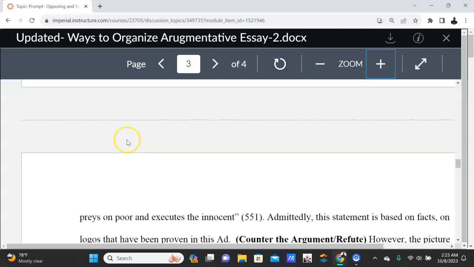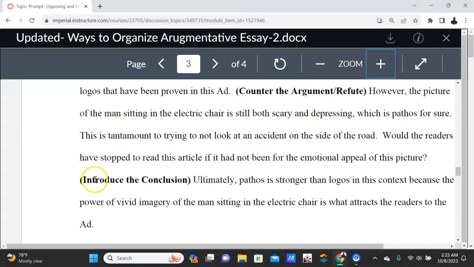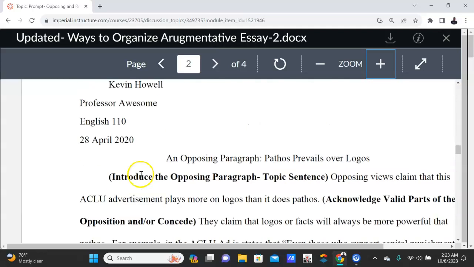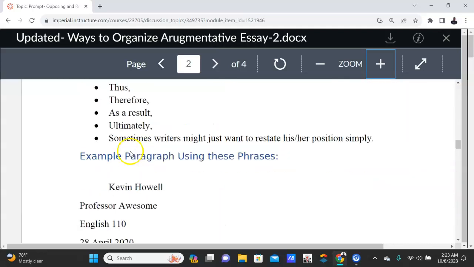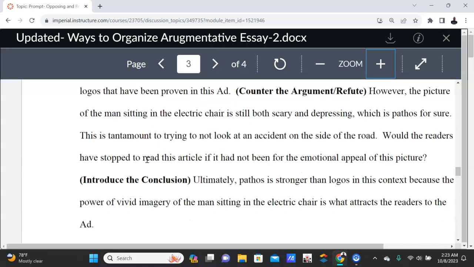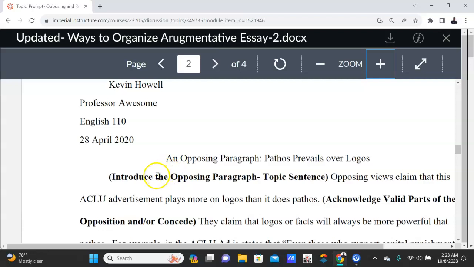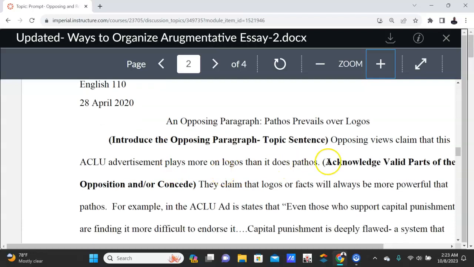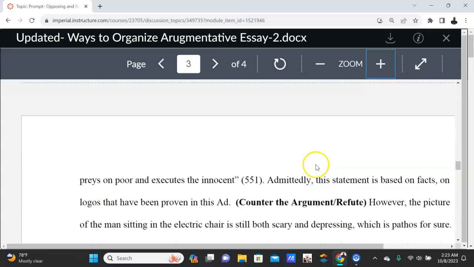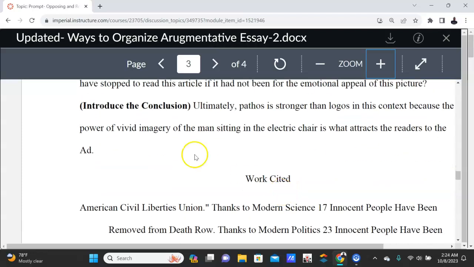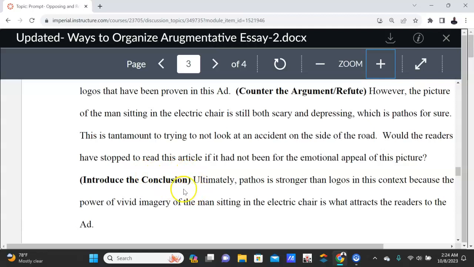Bring in the opposing. And then the last part you have to include is introduce the conclusion. There are different clue words you can use. Ultimately, as a result, therefore, I chose to use ultimately. So again, when you're writing your paragraph, you'll include 1, 2, 3, 4. These 4 items, they must be in bold and put them in parentheses before the sentence.